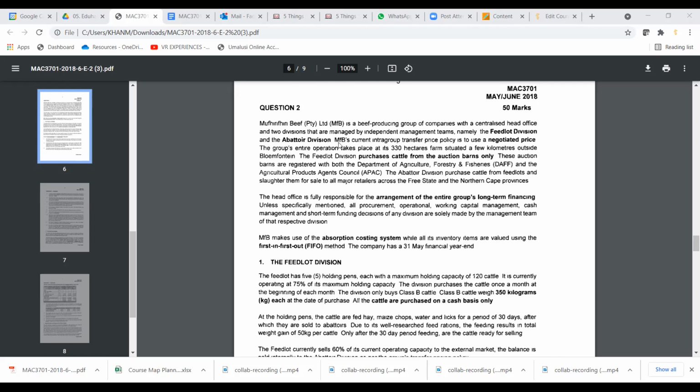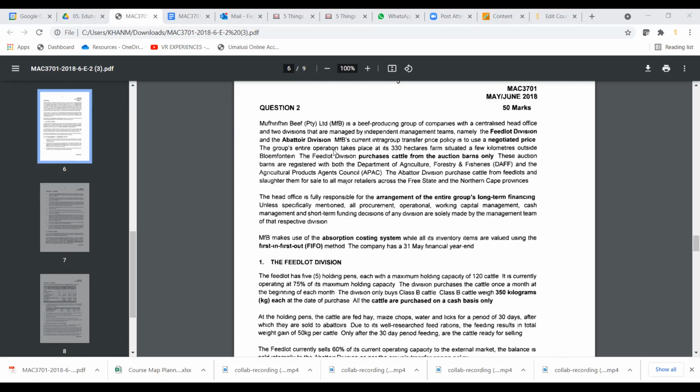Okay, so we did that. MFB's current intergroup transfer price policy is to use a negotiated price. Okay, so we don't want negotiated pricing. But we're going to deal with transfer pricing, so I'm not going to explain the details.